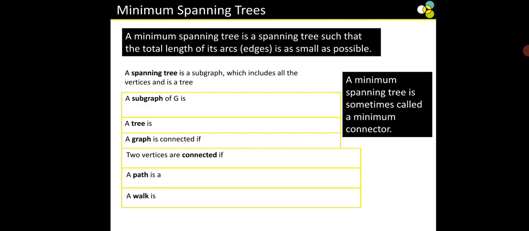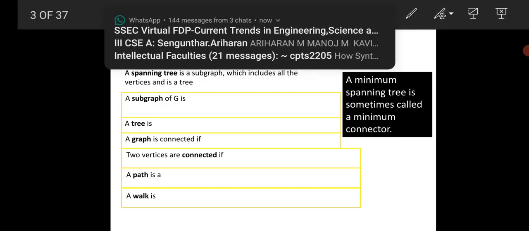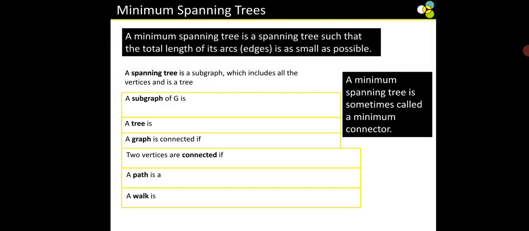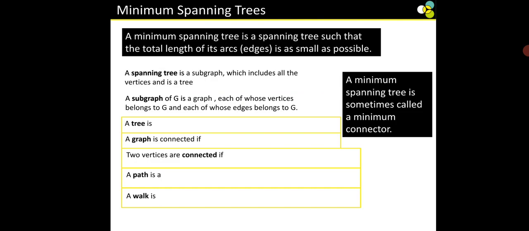In another way, minimum spanning tree is a subgraph which includes all the vertices, and is a tree. Then we have to know subgraph. What is a subgraph? A subgraph is a graph in which each of the vertices belongs to the graph, and each of the edges also belongs to the graph. That is what we are calling a subgraph.